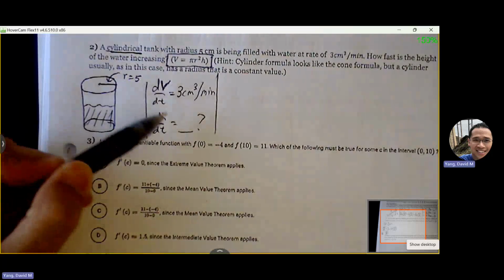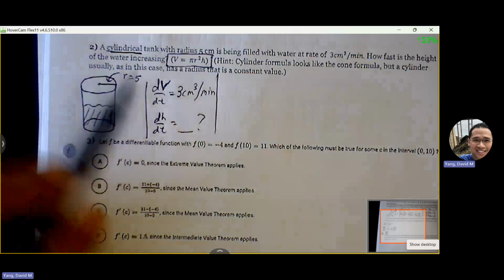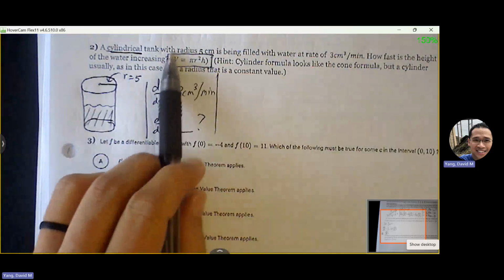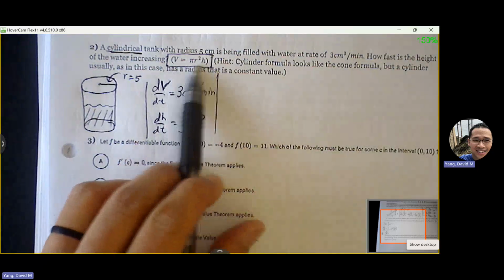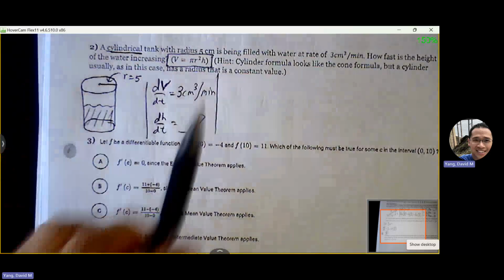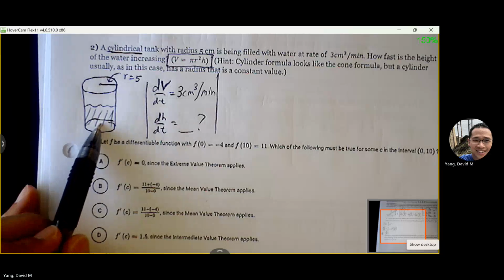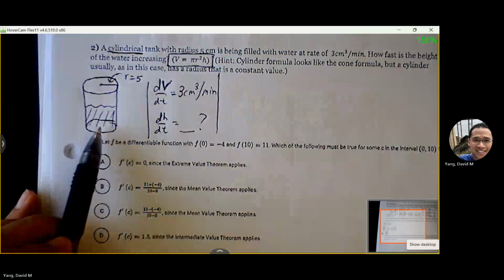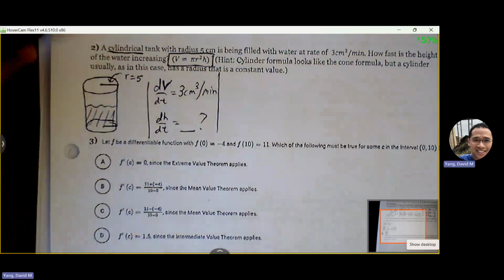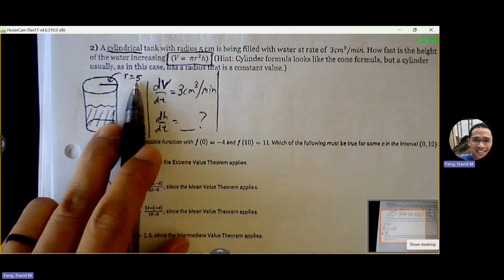We're asking about the rate of change of the height of the water level, right? And our volume formula is for the water inside the tank, because that's what's going to interest us. What do you know about the radius of the water level? It's 5, right? Is it going to change from 5?